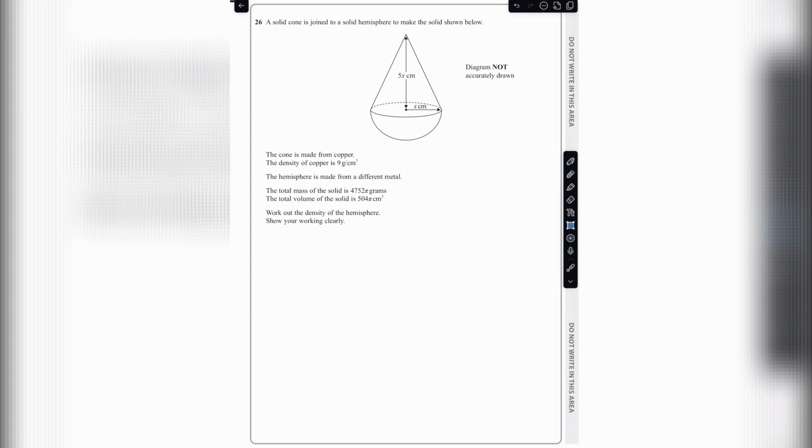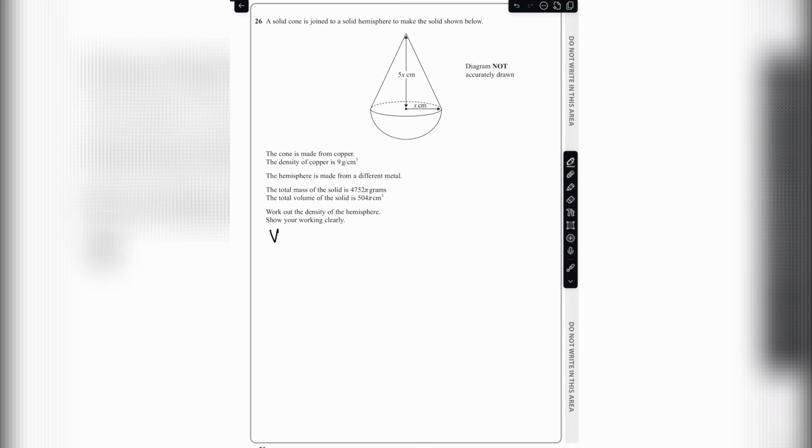In the final question for today's video, we are told that a solid cone is joined to a solid hemisphere to make the solid shown below. The cone is made from copper. The density of the copper is 9 grams per centimeter cubed. The hemisphere is made from a different metal. The total mass of the solid is 4,752 pi grams. The total volume of the solid is 504 pi centimeter cubed. Work out the density of the hemisphere.